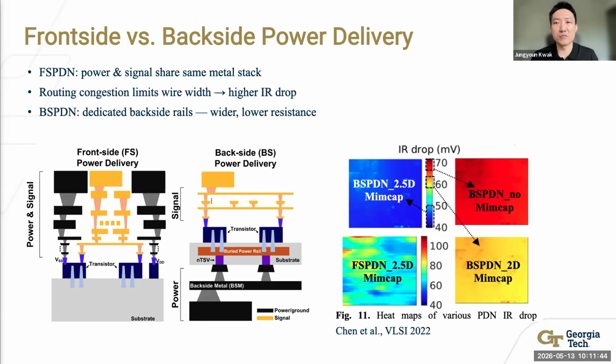Also, the current has to travel down through all the metal layers from the bump pad to reach the transistor at the bottom. This long vertical path adds resistance and inductance.